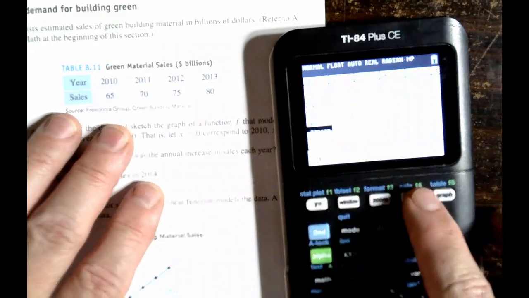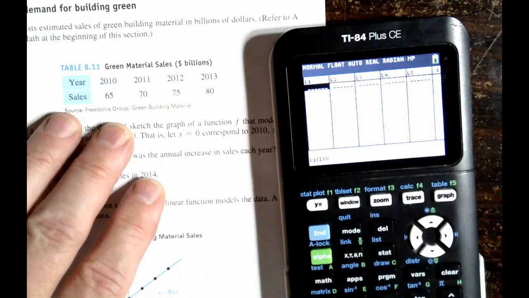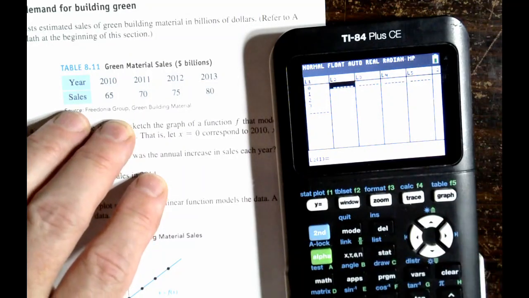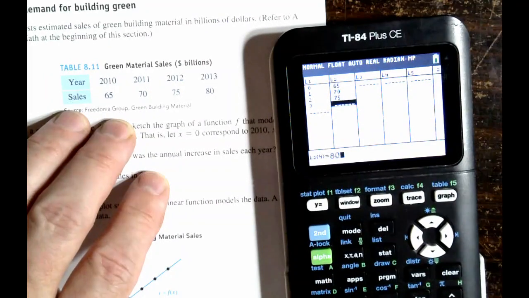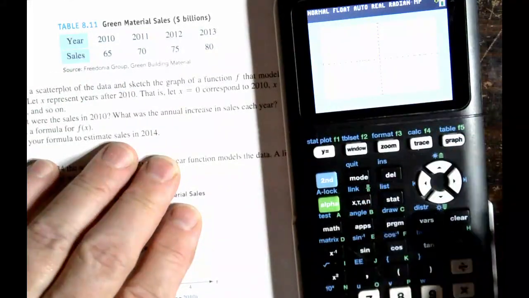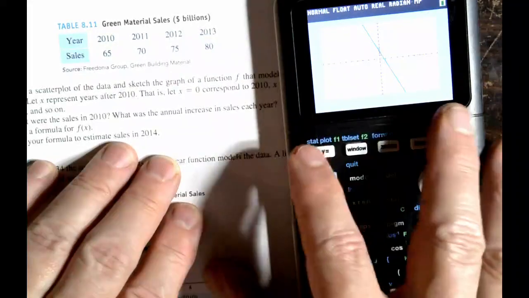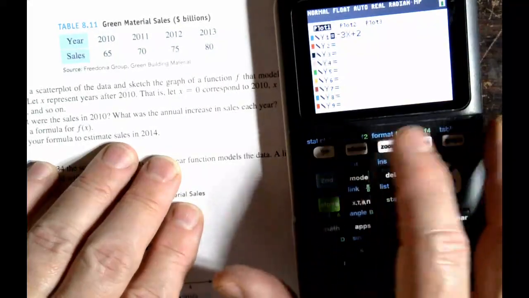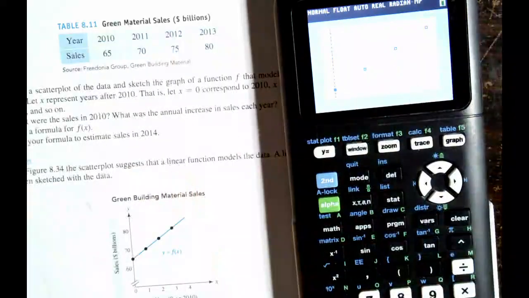Okay? Oops, I typed them all in the same line. That's not right. So 0, 1, 2, 3. Hitting enter each time. And then 65 enter, 70 enter, 75 enter, 80 enter. Okay? So now hit zoom 9. Oops. We have to turn our plot on, so hit y equals and go up to plot 1 and hit enter. And now hit zoom 9. And there's your graph right there.